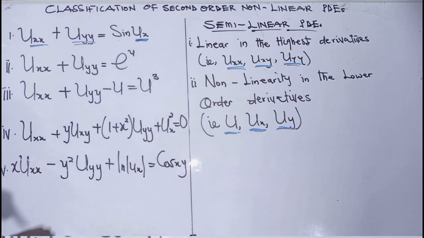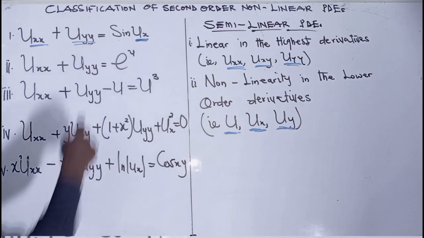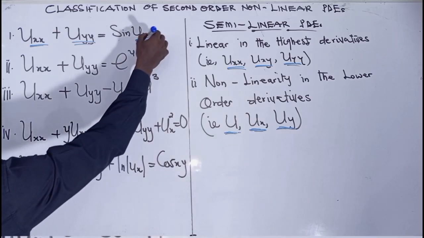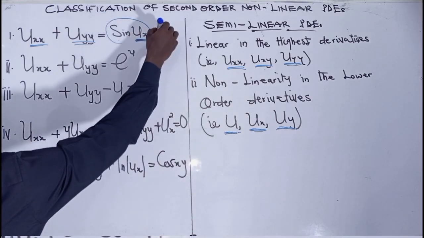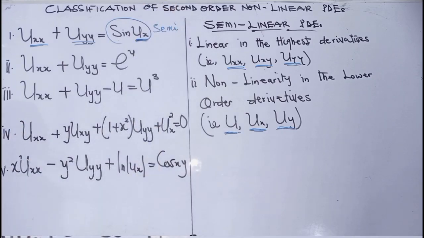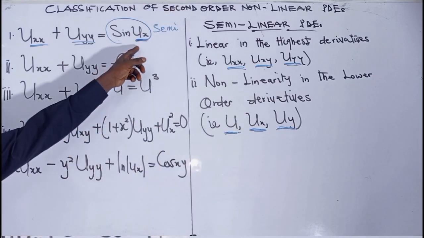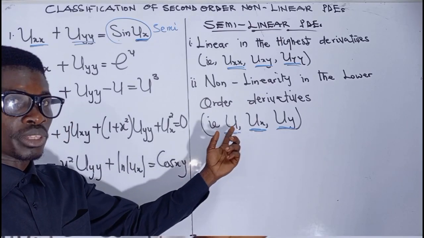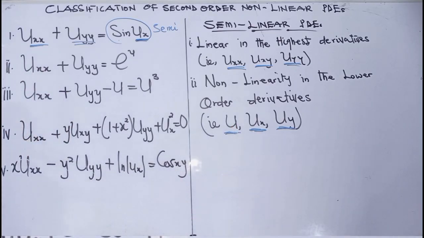So the non-linearity is on the lower order, and if that happens, that type of non-linear PDE is what? A semi-linear PDE, because of this. So this becomes a semi-linear PDE because the non-linearity is on the lower order, which is the ux, the uy, and it can also be on the u as well. Now let's look at the next one.